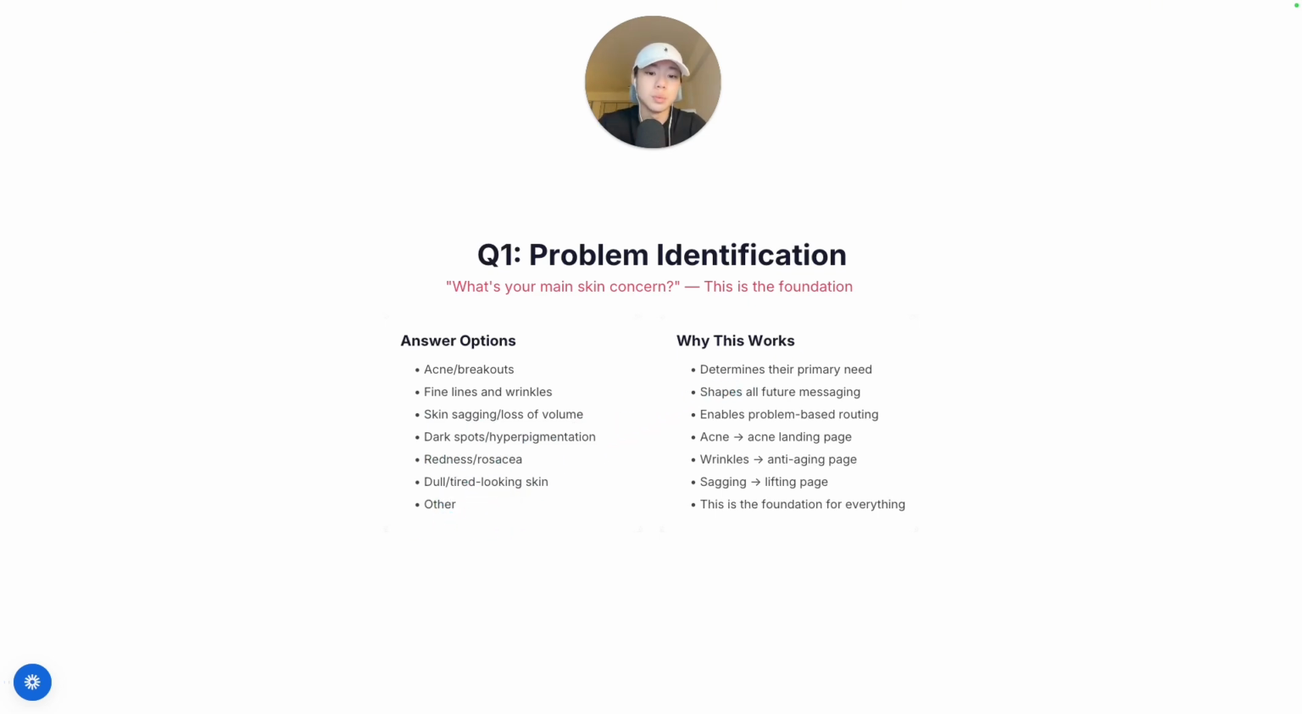So why would this work is because it determines their primary need, it shapes all future messaging, it enables problem-based routing. And remember what I've told you guys on the first couple of slides about the segmentation. So their answers will actually determine which page that they get sent to. Okay, so let's say they put acne, and after they finish the entire quiz, they will be funneled into an acne landing page. If they are wrinkles, they'll be funneled to an anti-aging page, sagging, so on and so forth, a lifting page.